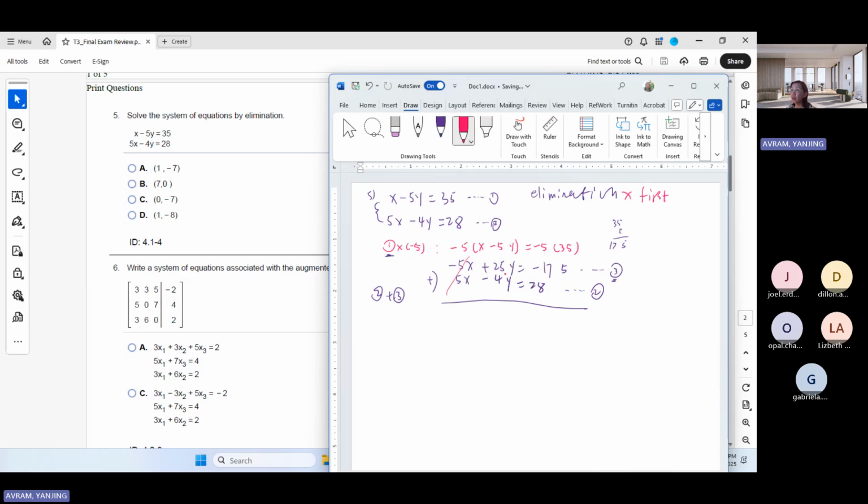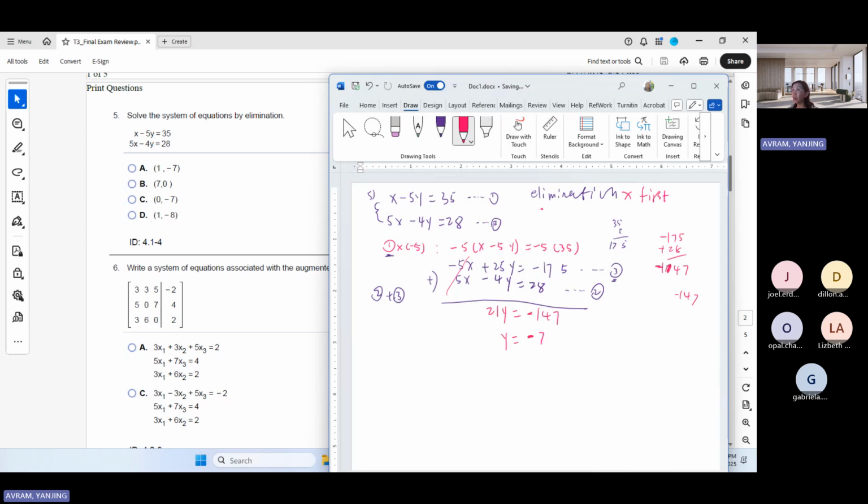Now I have 25 minus 4, I have 21y, right? And then negative 175 plus 28. Let's see what we got here. 147, negative. And then I divide both sides by 21, so I have negative 147 divided by 21, which gives you negative 7. All right, so I got y equal to negative 7.